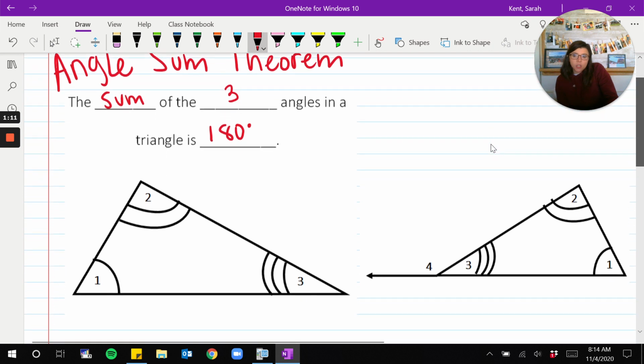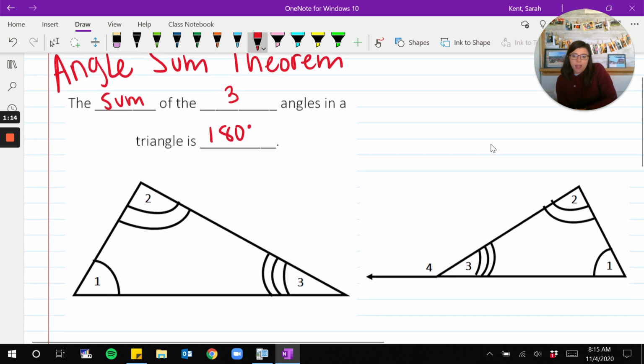If we look at our picture here, what this is saying is if I take angle 1, this bottom corner here, and I add it to angle 2, the angle up here, and then I add angle 3, this last corner, it will always equal 180 degrees. Every time, no matter what the triangle looks like, it will equal 180 degrees. If it does not equal 180, it's not a triangle. We'll be looking more at that in a minute.